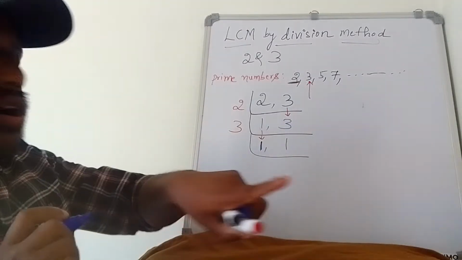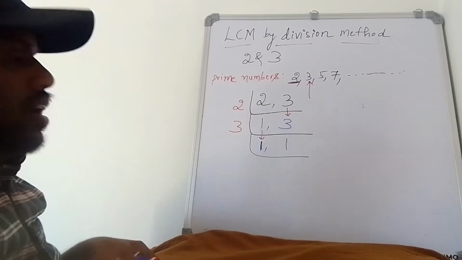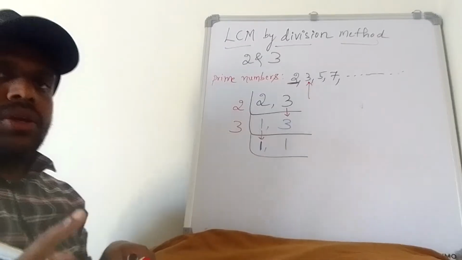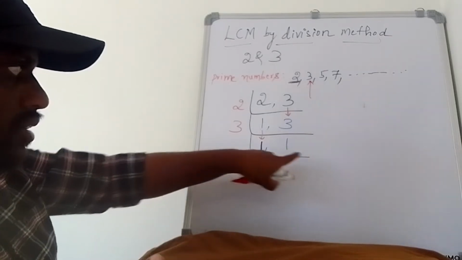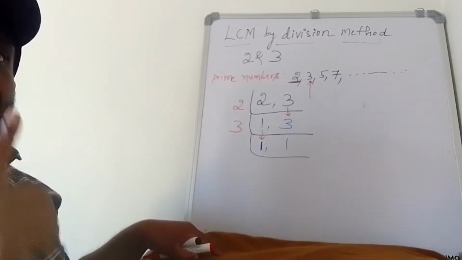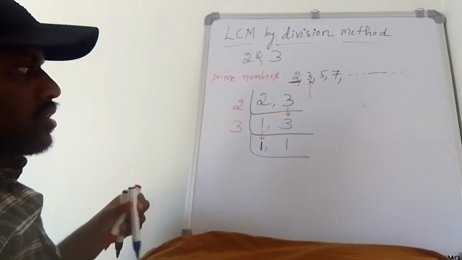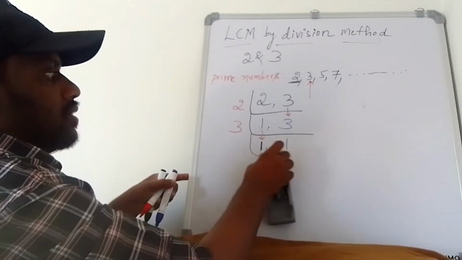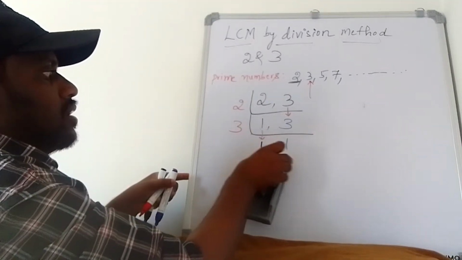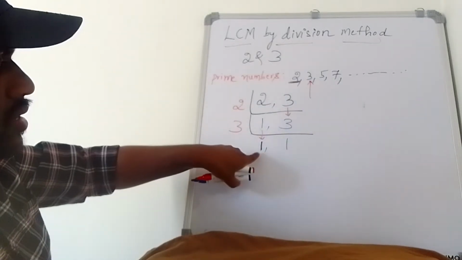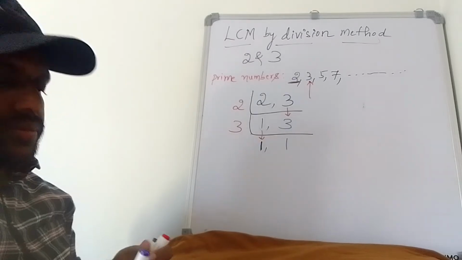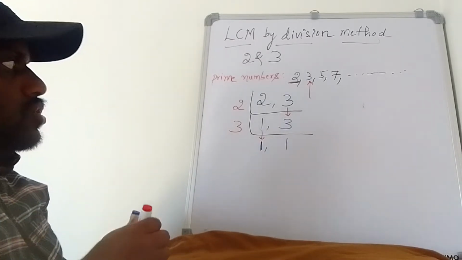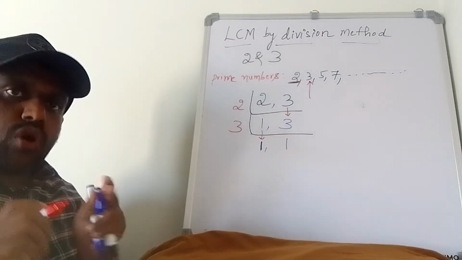Now we got 1 and 1 here. One more important point: when you get all numbers as 1 in the final row, that time you have to stop the division. Then don't take this line. Since in this row both are ones, you have to stop the division. So now, what is the LCM?